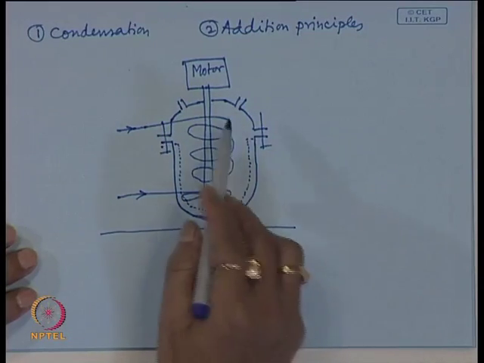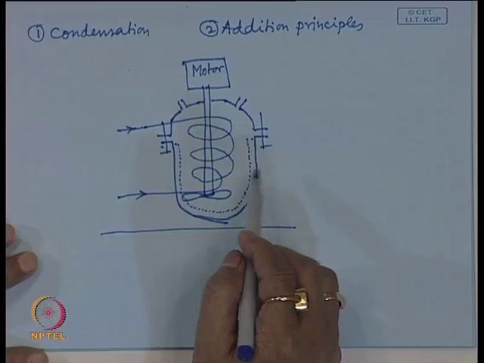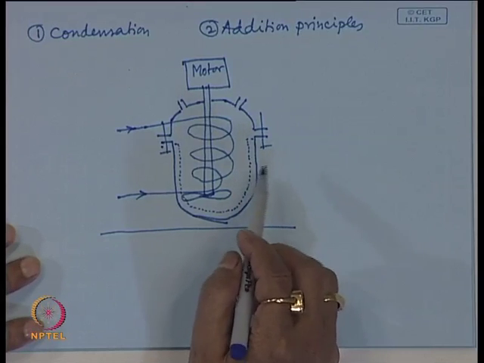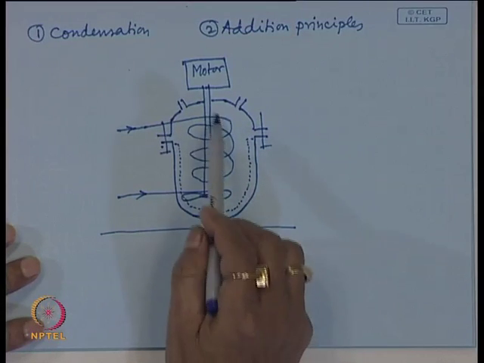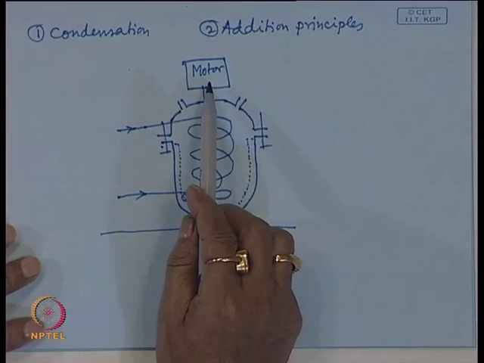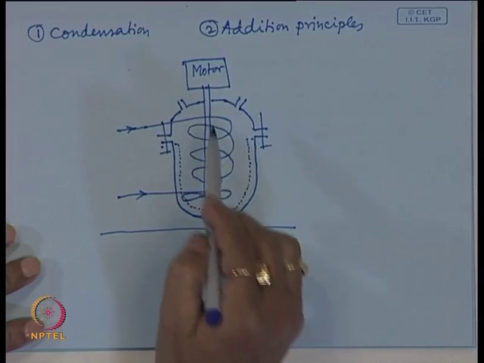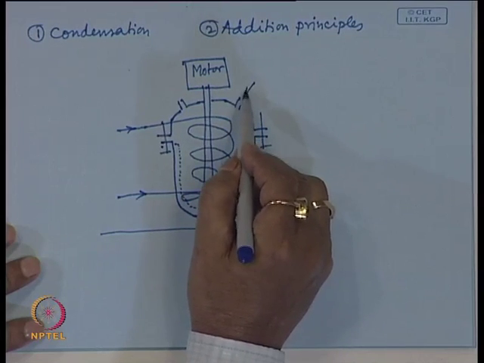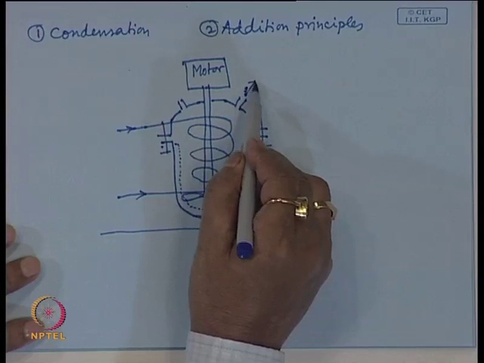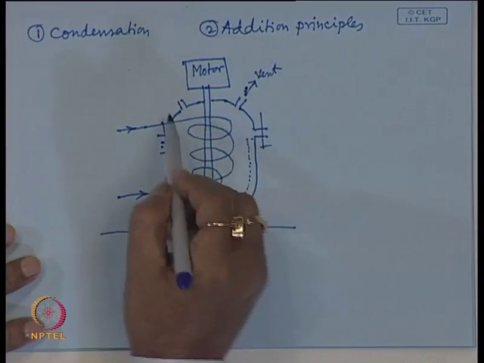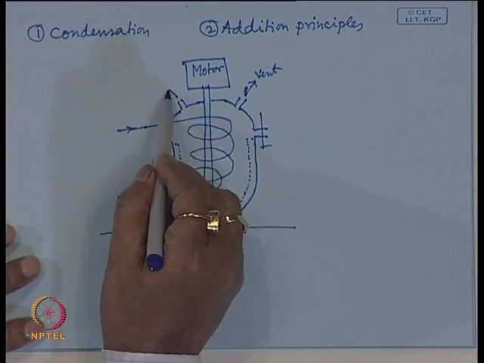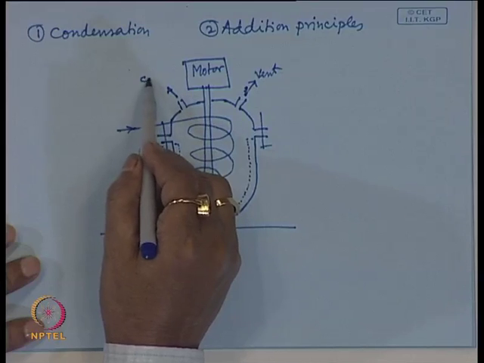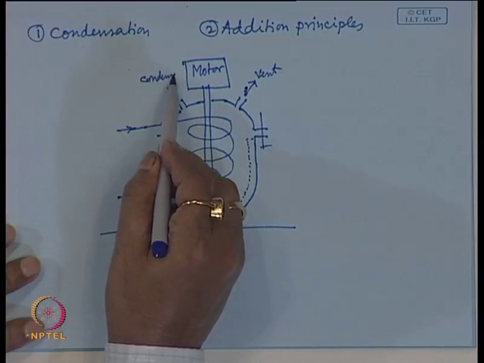So this may be a simple sketch of a reactor. Now, this is a huge stirrer which is fitted with the motor, then there may be a vent, this may be connected to a condenser, etc.